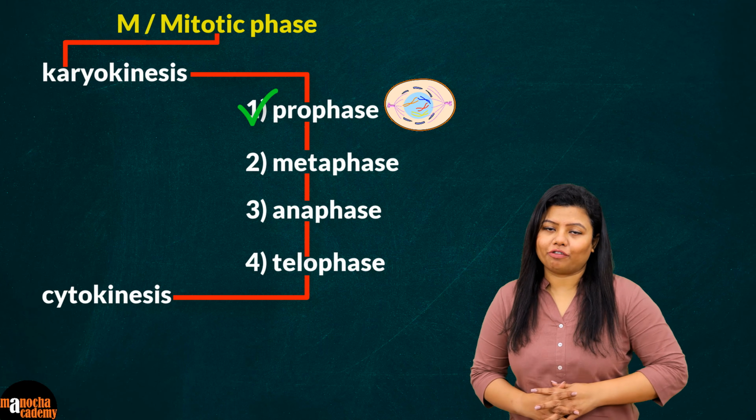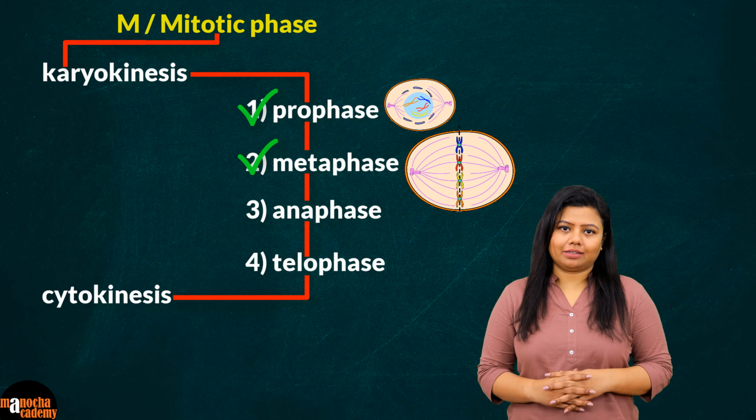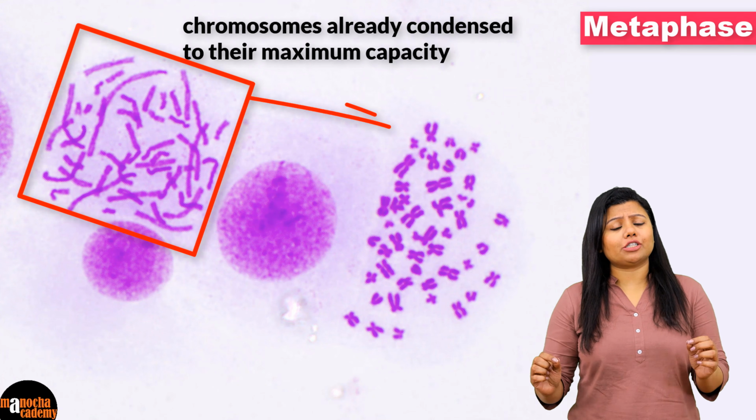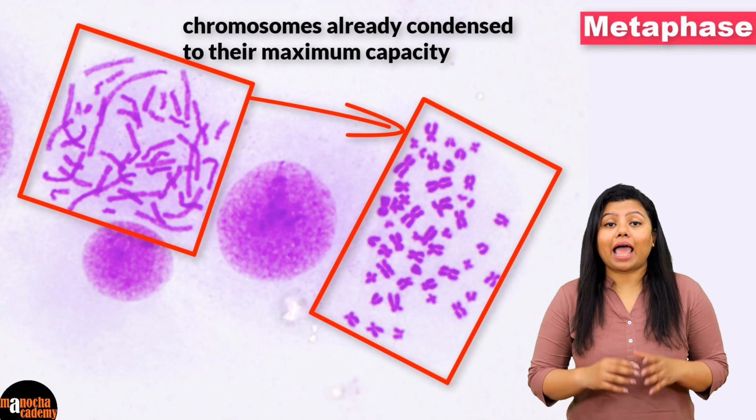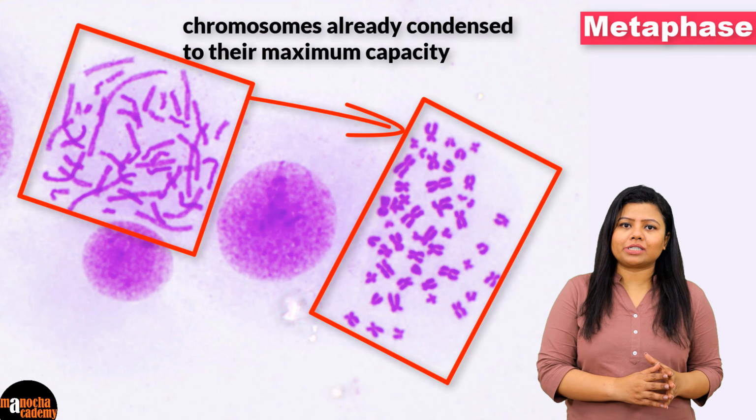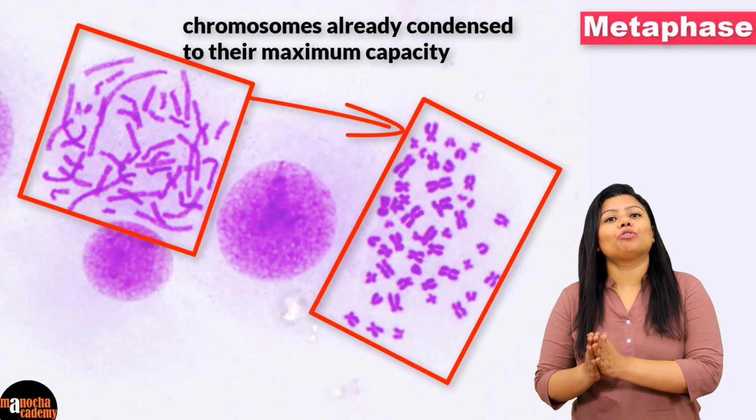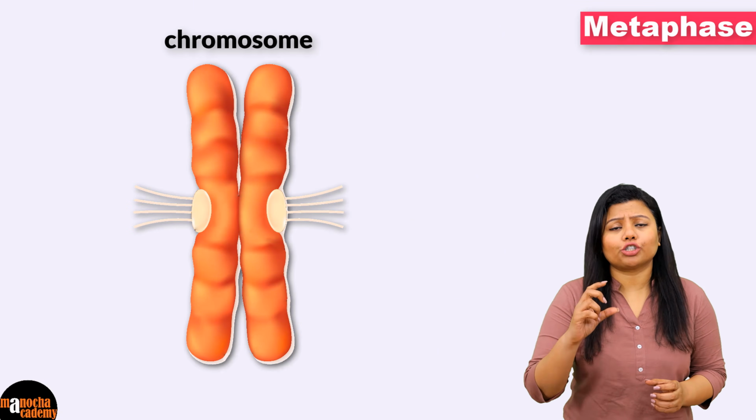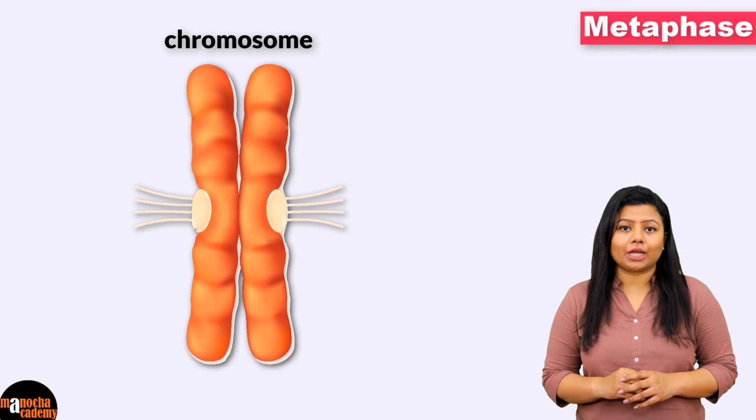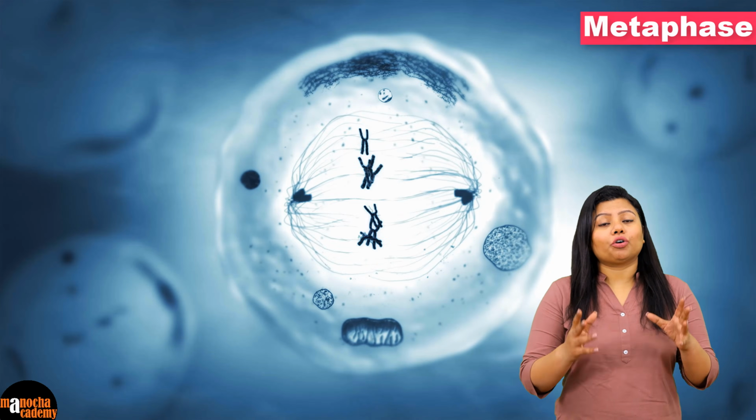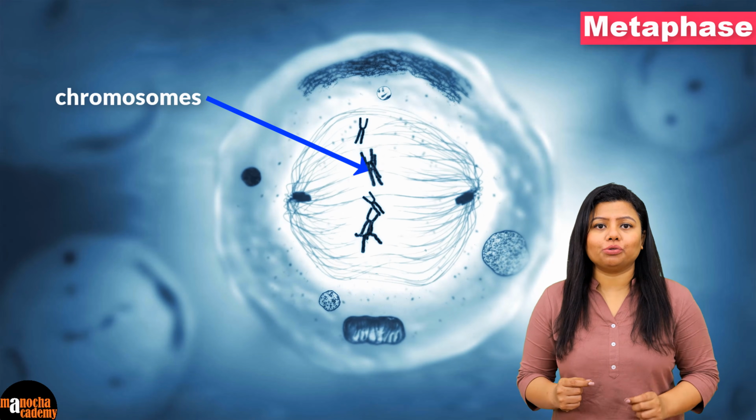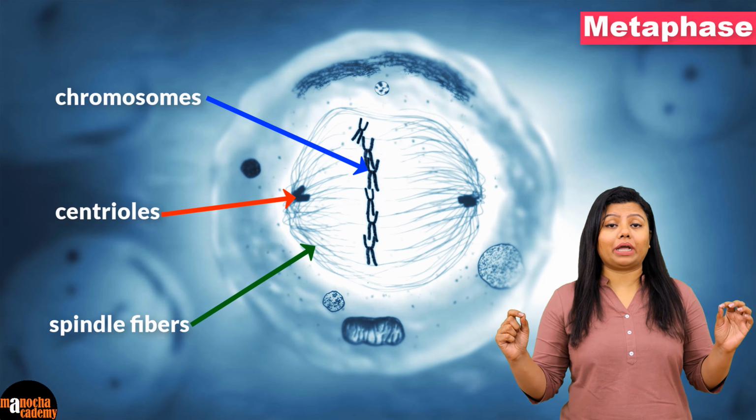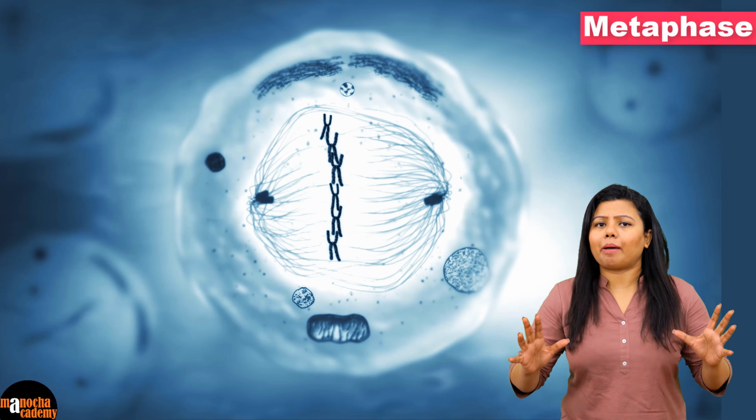The next step of mitosis is metaphase. Now during this phase, the chromosomes have already condensed to their maximum capacity, and now from chromatin fibers they transform into chromosomes. These chromosomes are thick, smaller or shorter rod-shaped structures which look something like this. Now the chromosomes get attached to some spindle fiber originating from the centrioles, which are now located at the two poles. So what happens here?